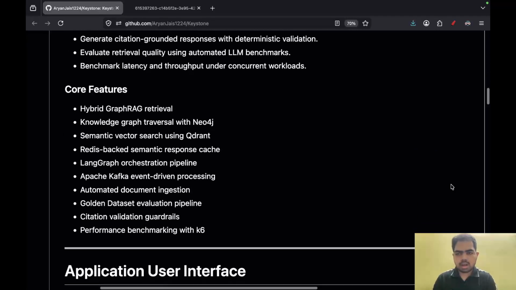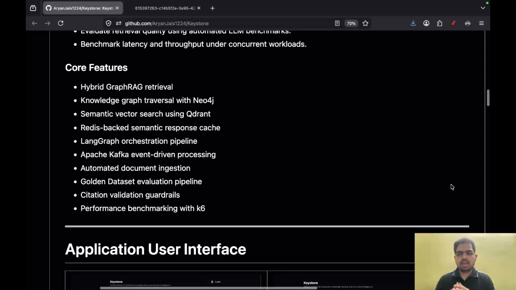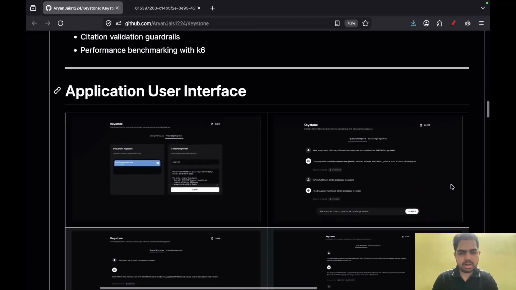The core features of the project are hybrid GraphRAG retrieval, knowledge graph traversal using Neo4j, semantic vector search using Qdrant, Redis-backed semantic caching, the LangGraph orchestration pipeline, Apache Kafka event-driven processing, automated document ingestion, and citation validation guardrails.